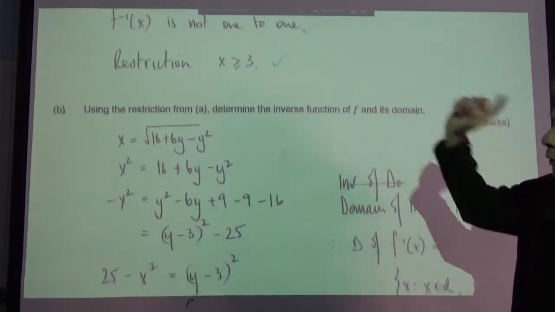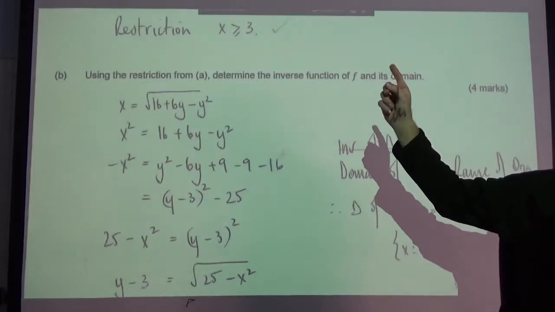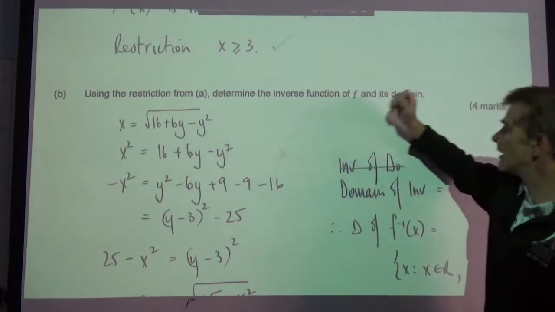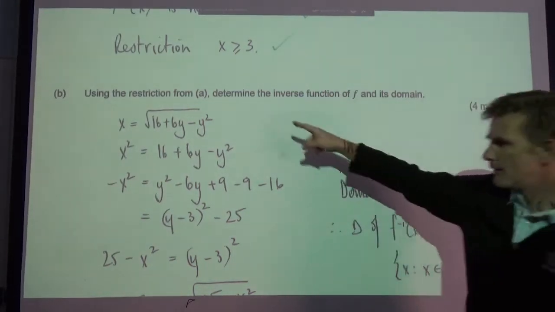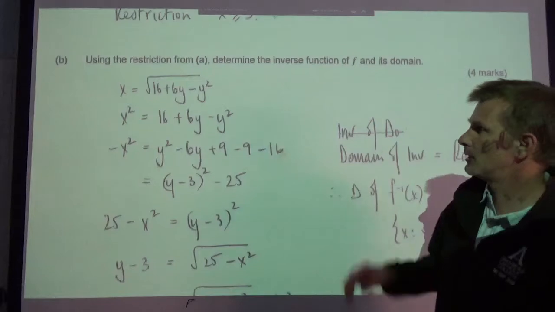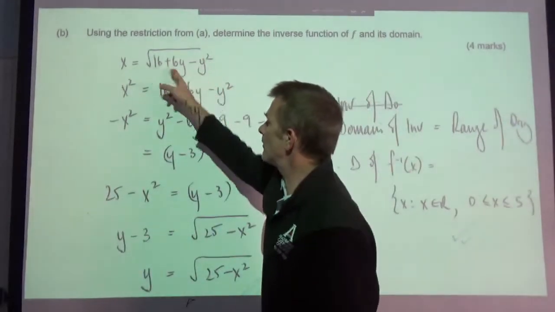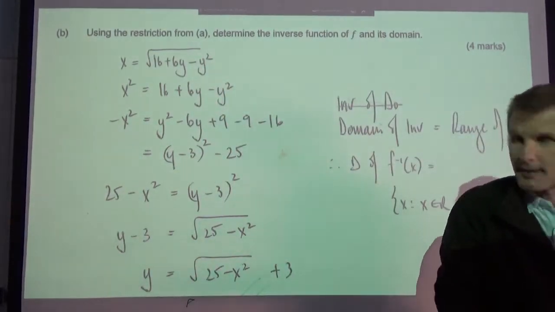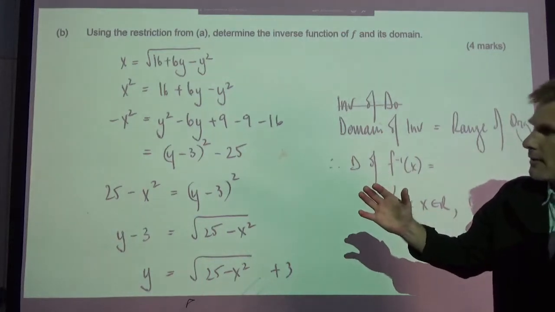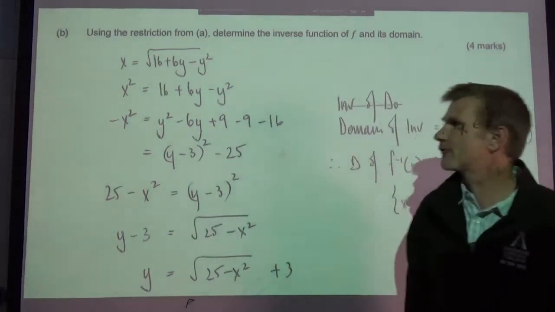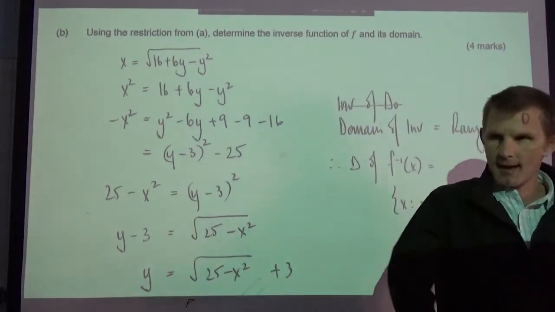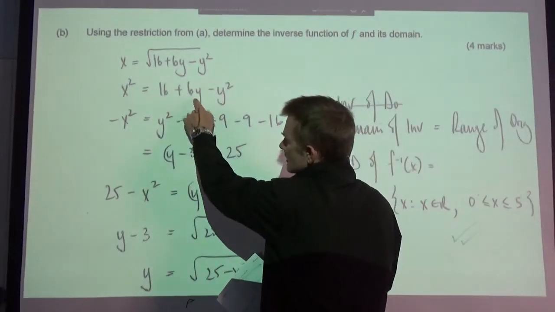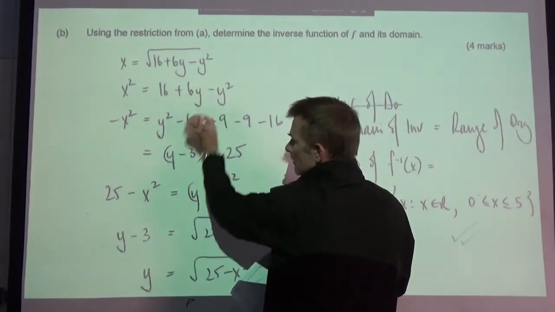Right, now, with that restriction from A, greater than or equal to 3, we then need to determine the inverse and its domain. This is pretty tricky stuff here. What you needed to recognise was here we've got some form of a quadratic. It's not going to factorise neatly yet, but we've got a bit of a quadratic under there. If I square both sides, I can get rid of the square root sign. That makes it neat. Then I've got to recognise y squared and 6y. If I bring that together, here it is.